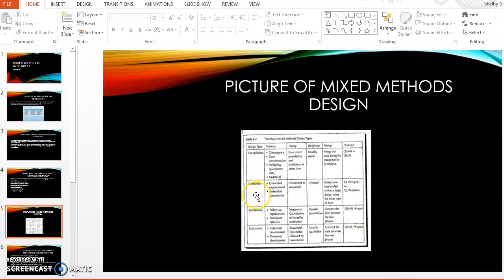And this is the embedded design. It's embedded, it's experimental, it has a correlation variation in it. The timing is it's concurrent or it's sequential. It's usually unequal when it's weighed. And the mixing, it usually embeds one type of data within a larger design using the other type of data. And this is the equation. And we're going to skip triangulation because Creswell doesn't really go into that in his book.